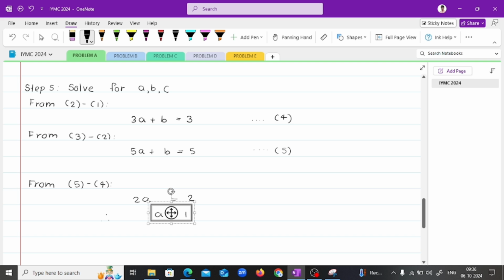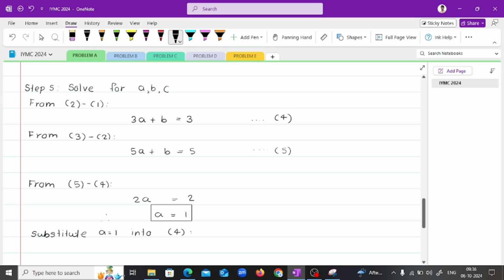Now our task is to find the value of the remaining two variables, that is the values of b and c. We can easily find the values of b and c by substituting the value of a. So first we will substitute a is equal to 1. We can substitute a is equal to 1 in any equation. Here I will substitute it in equation number 4. So substitute a is equal to 1 into 4.